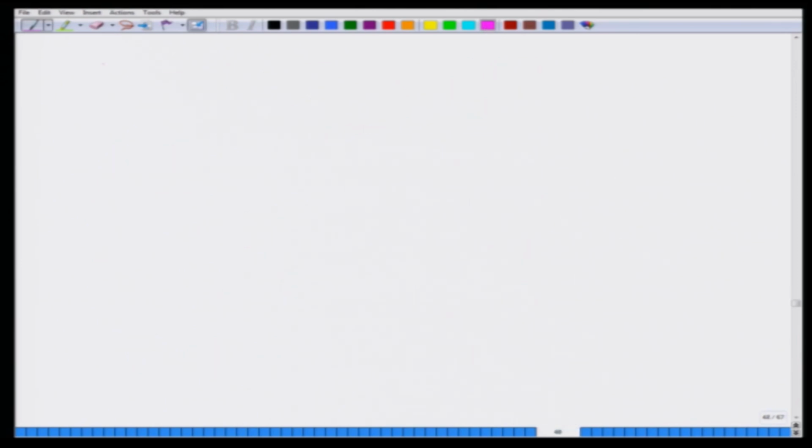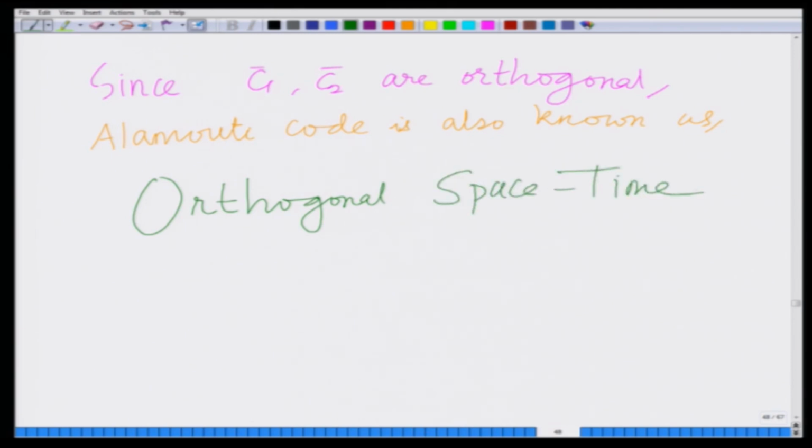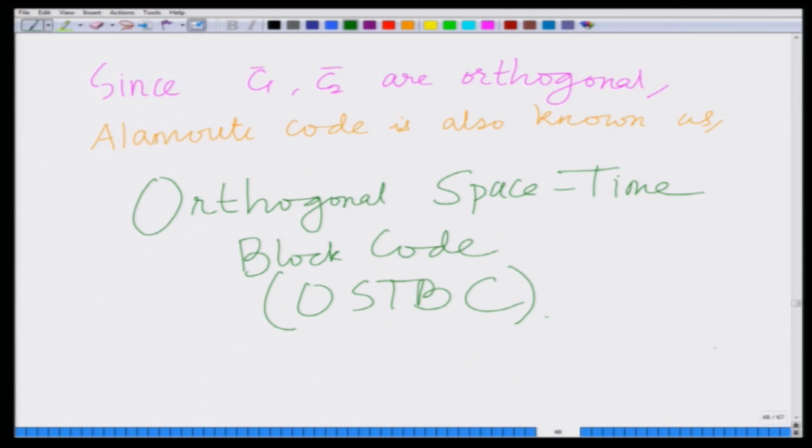Therefore, since C1 bar and C2 bar are orthogonal, you will also hear the Alamouti code called an orthogonal space-time block code, or basically it is an OSTBC.